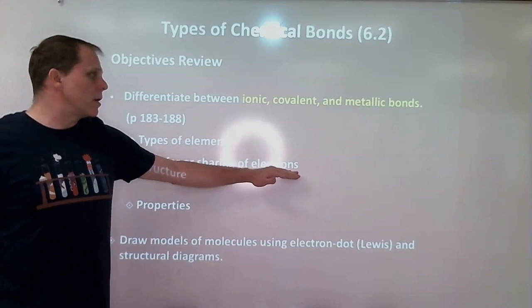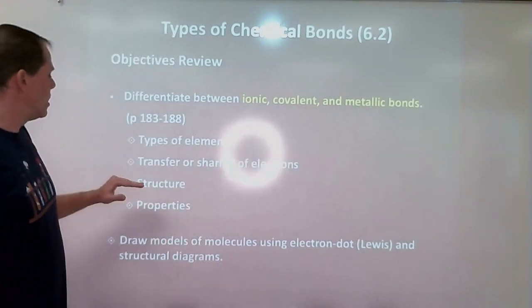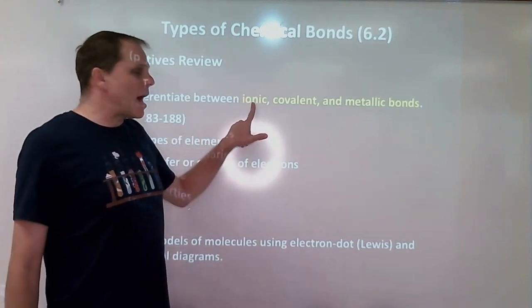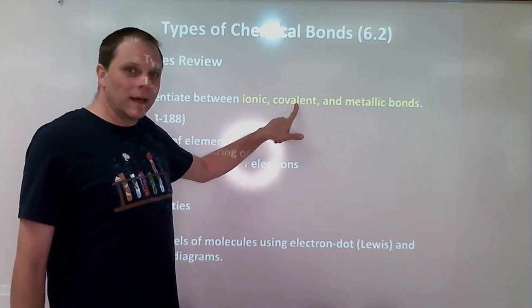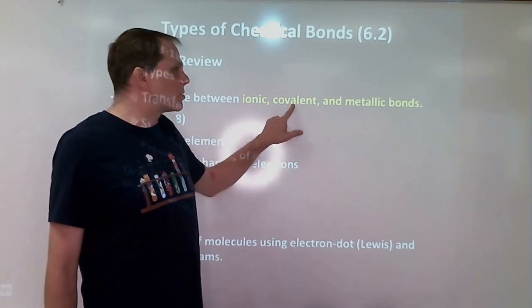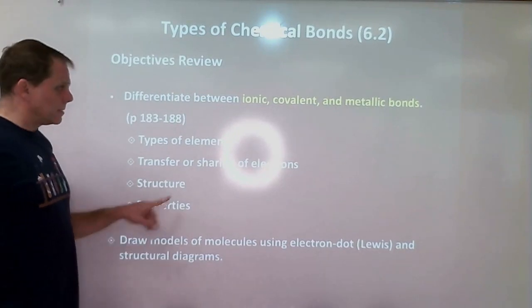Our transfer or sharing of electrons. This one's a transfer. That's a share. That's a loose share. Okay? Structure. Crystal lattice. Really strong. It's got a lattice, and it can form crystals, but it's not as strong because of hydrogen bonding. Pretty strong crystals, right?